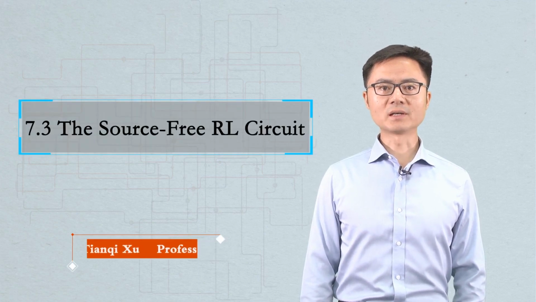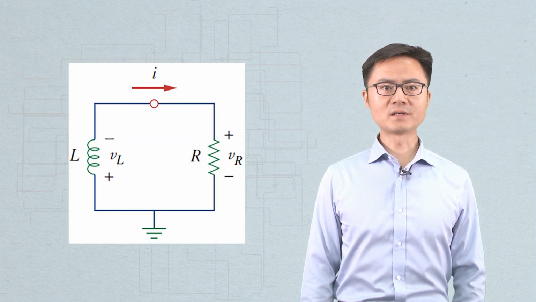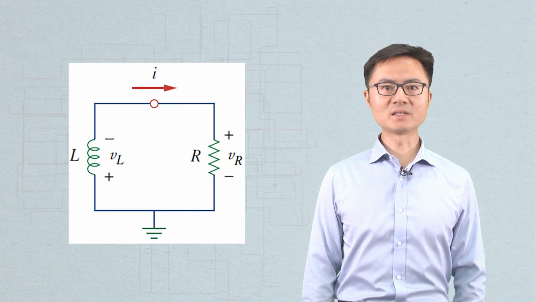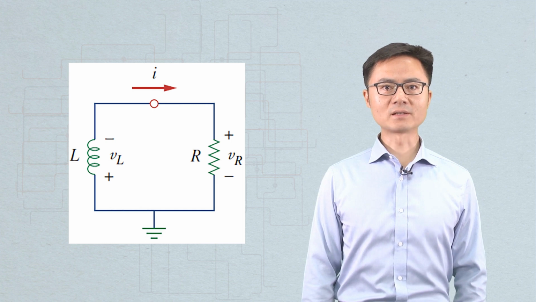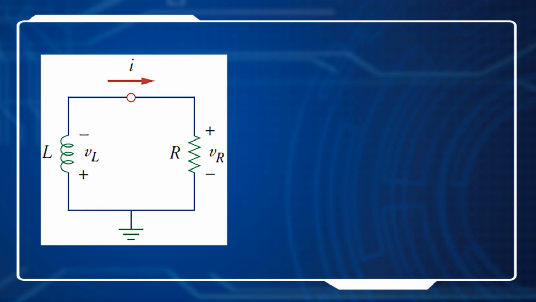Section 7.3. The source-free RL circuit. You can find a circuit in the slide, and there is a resistor and an inductor, but there is no source inside. However, the inductor is charged, so there is an initial current in the inductor, which is I0. So when t equals 0, there is energy stored in the inductor, which is W0 equals 1 over 2 multiplied by L multiplied by I0 square.